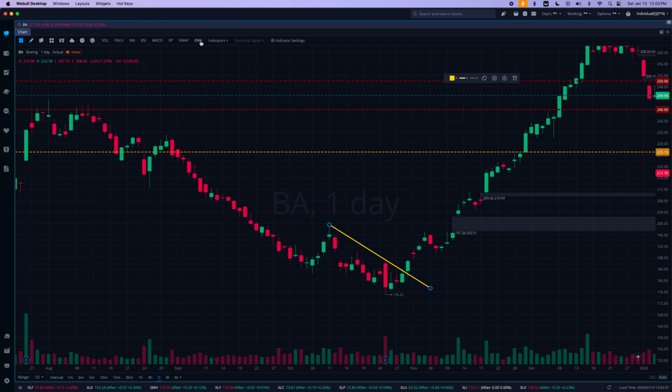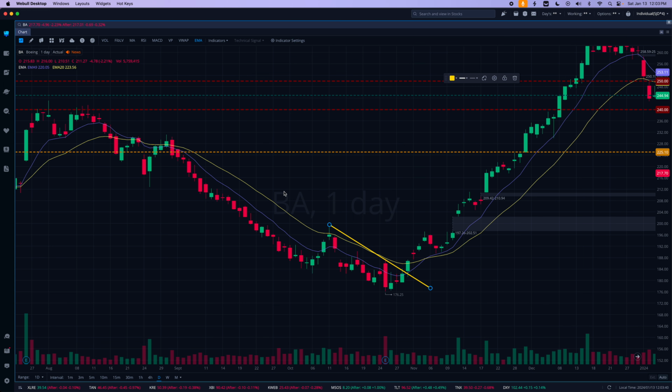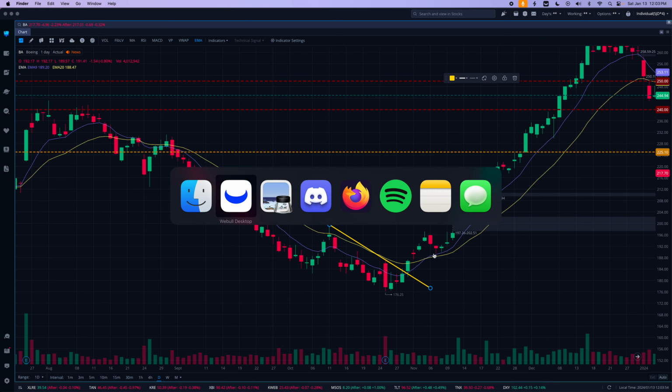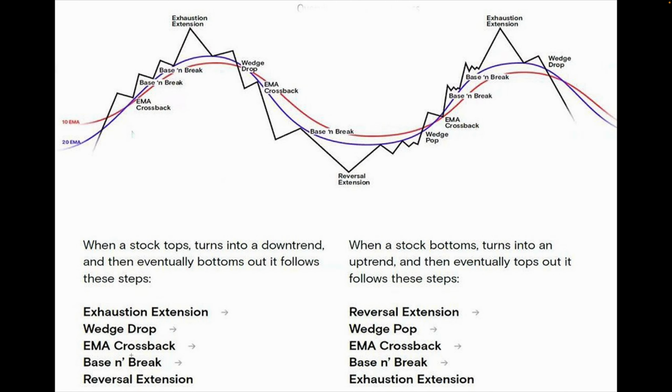Okay. Next step is the EMA crossback. He uses the 9 and 20 EMAs on the daily here. So we get the wedge pop and then we get the EMA crossback. Okay. Now we got the crossback, now we're looking for the base and break. Like I said earlier, we want to get in on the base, right?